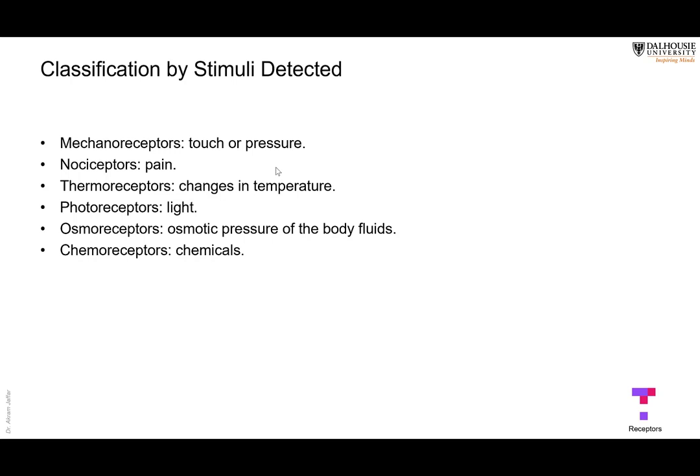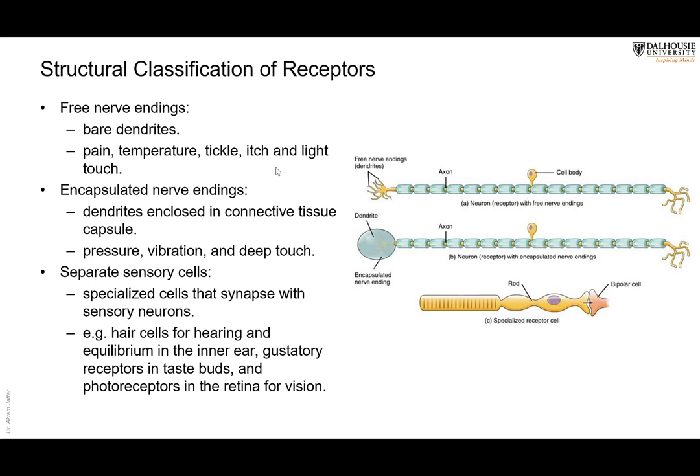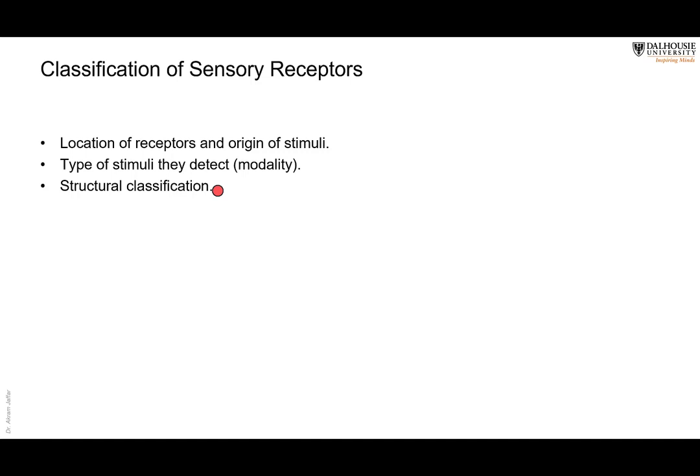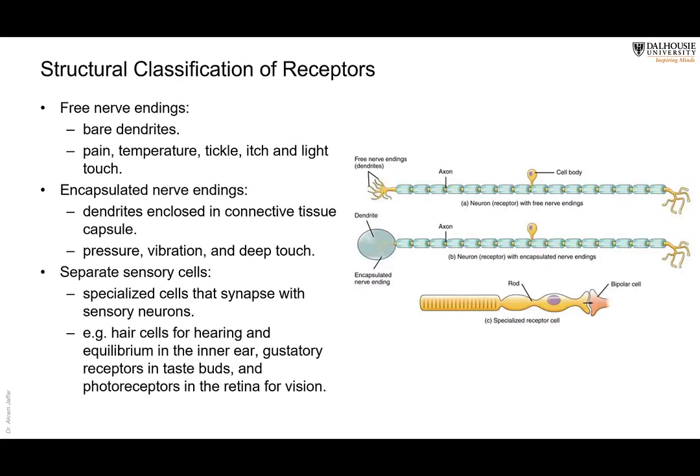Then we have the thermoreceptors, obviously, for change in temperature, photoreceptors for vision, osmoreceptors, which sense the amount of body fluids, and chemoreceptors, which sense the chemicals. So now, two types of classification of receptors: location, exterior, interior, and proprioceptors; type of the stimuli detected, as I said, like mechanoreceptors or thermoreceptors; and then structural classification.